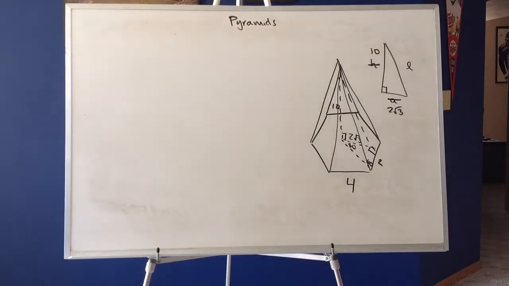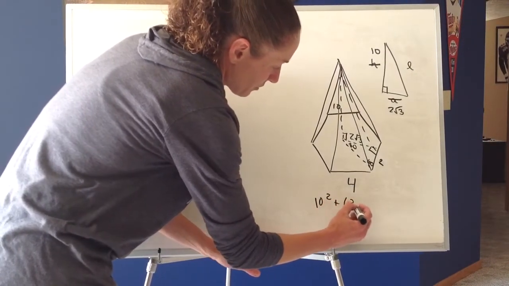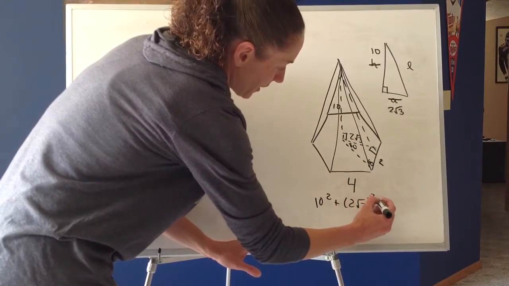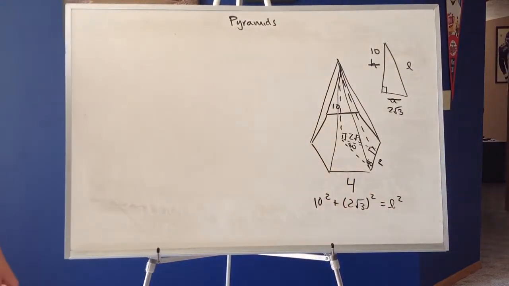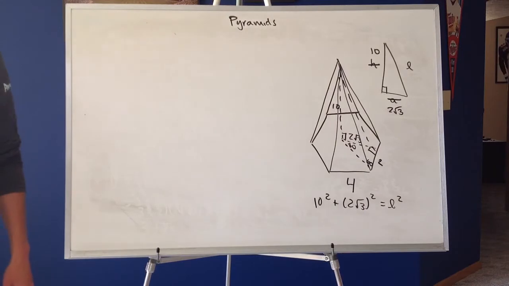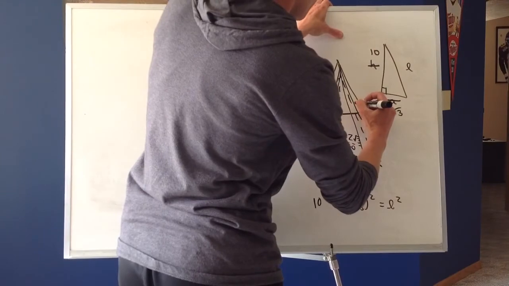Okay, so now we want to use Pythagorean theorem to find our slant height. Okay, so it'd be 10 squared plus 2 square root of 3 squared equals our slant height squared. Must be in parentheses. Okay, got to make sure you square the whole thing, not just part of it on that one. Okay, once you get that, then you want to simplify it. Once you simplify your square root, you should get 4 square root of 7.